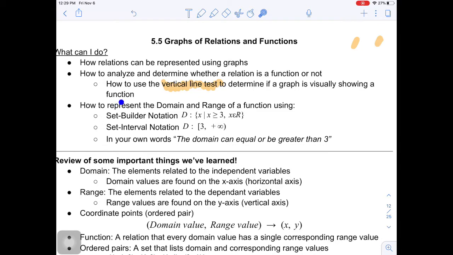You're also going to figure out how to represent the domain and range of a function using set builder notation and interval notation. This is where things can become a little tricky. There's lots of symbols, but once you know how to do it, it's pretty fun and kind of cool. And then how to determine the domain and range just using words.